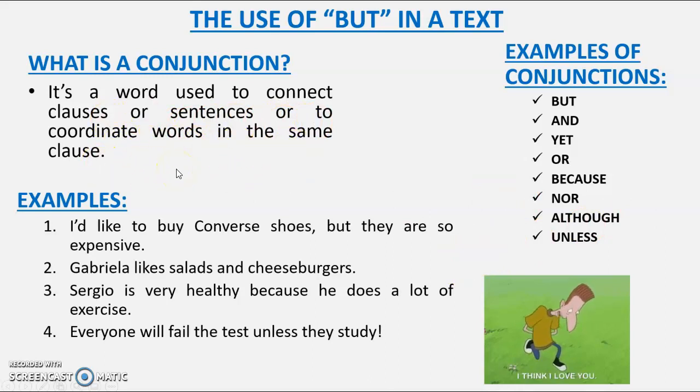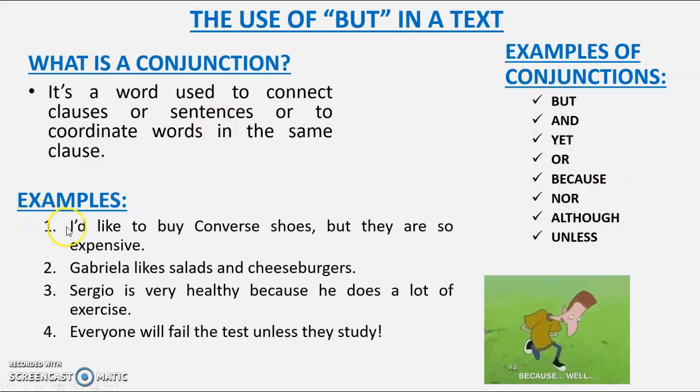In easy words, it's just something that connects two ideas. That is a conjunction. So we have here the examples: but, and, yet, or, because, nor, although, and unless. There are lots more conjunctions, right? But these are very common.